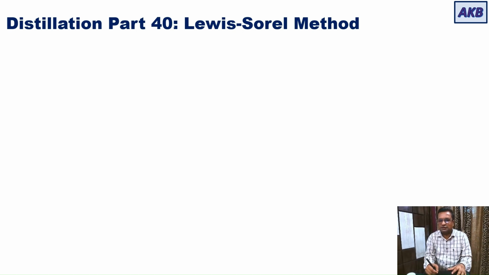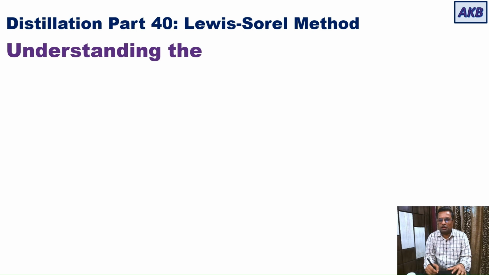Till now I have discussed two methods for finding the number of ideal stages. The first one was the McCabe method, and the second one was the Ponchon-Savarit method. And today I'll be talking about the Lewis-Sorel method.